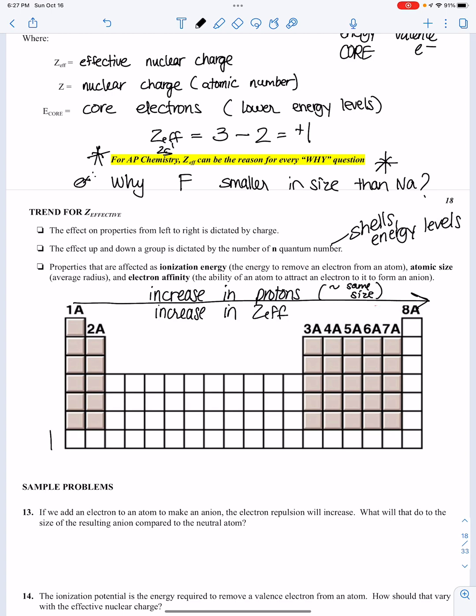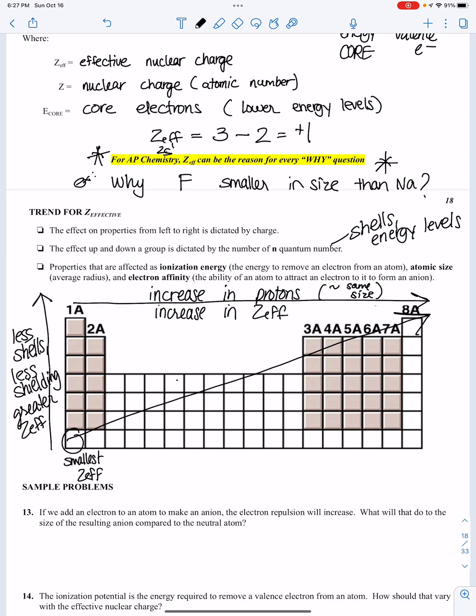I'm going to go up just to be consistent. As you go up, you have less shells, less shielding, and so greater Z effective. That means the smallest ones are down here. And so overall, we go from up and over to the right. Overall increase in Z effective.